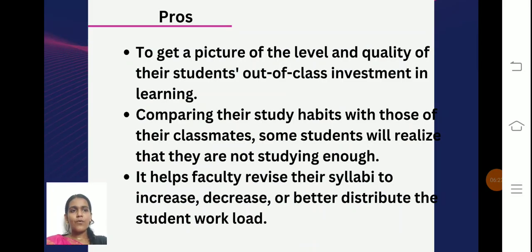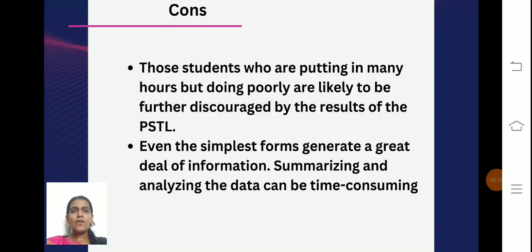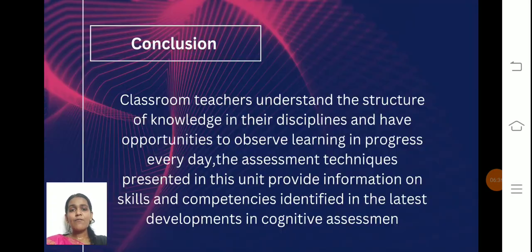And there are also some pros and cons in this field. It helps the faculty to review their syllabus, etc. And the cons are that even the simplest form generates a great deal of information. So it can sometimes be a little bit difficult for the students, but it helps to know about their learning. So the classroom teacher's understanding of the structure of knowledge in their discipline has to be there. The main concept is to improve the students' cognitive and academic skills. These are the main concepts that come under these skills.